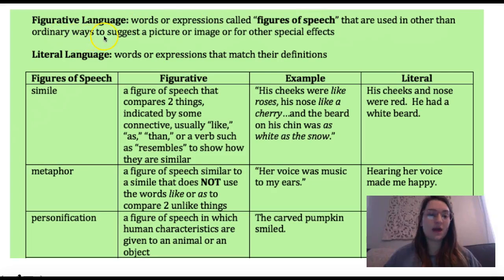than ordinary ways to suggest a picture or image or for other special effects. So figurative language is going to have extra meaning behind it. It's not necessarily what the words literally mean, but figuratively what they mean. Because remember, literal language are words or expressions that match their definitions. So I'm going to go over the first example with you.